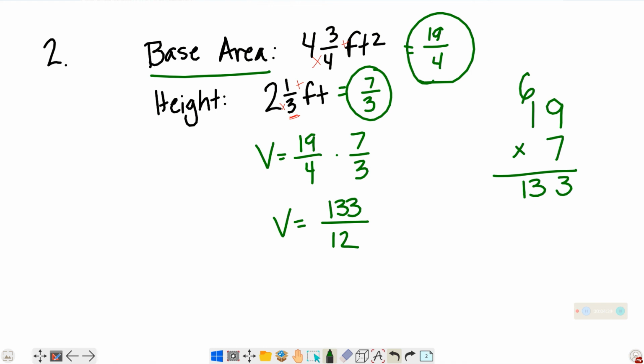And you do not have to change it back to a mixed number. Remember, every step you take is another spot where you might make a mistake. So stop here. Just remember to put your units.